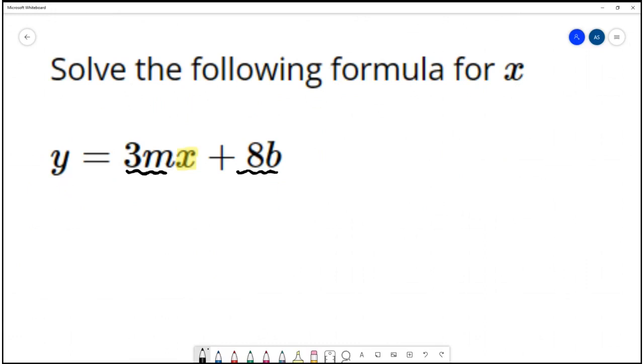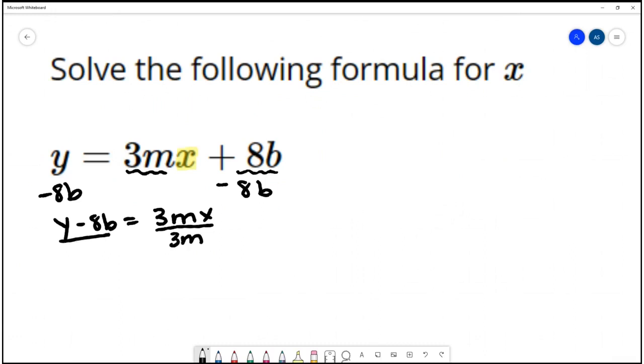I'm going to remove any adding or subtracting first. So I have a plus 8b, so I'll subtract 8b. It's y minus 8b equals 3mx. And 3m is multiplied by x. So I'm going to divide by 3m on both sides. And I've solved the formula for x. And that's y minus 8b over 3m.